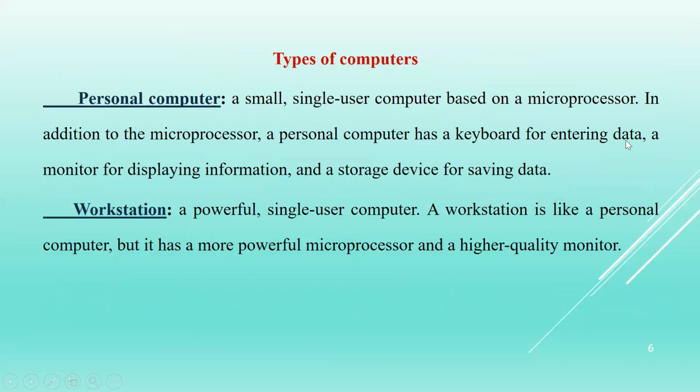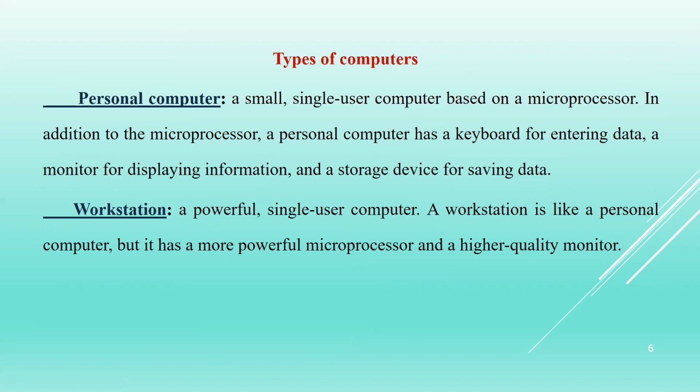Now let's talk about the types of computers. The first type is a personal computer. The personal computer is a small, single-user computer based on a microprocessor. Only a single user. In addition to the microprocessor, a personal computer has a keyboard for entering data, a monitor for displaying information, and a storage device for saving data. This computer is called a personal computer.